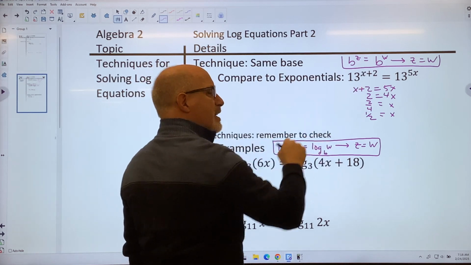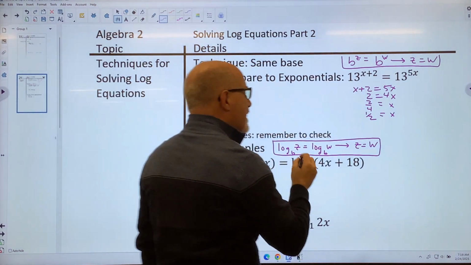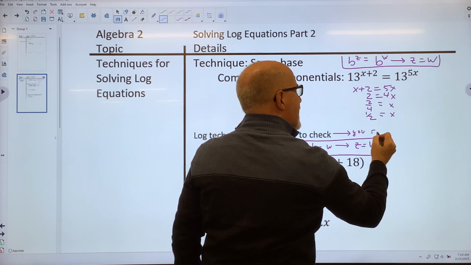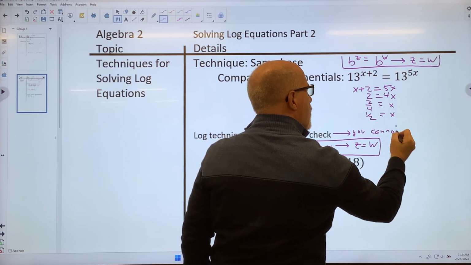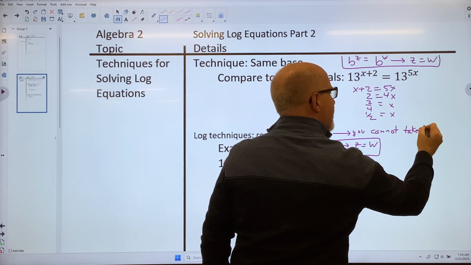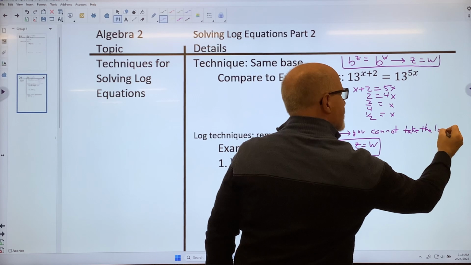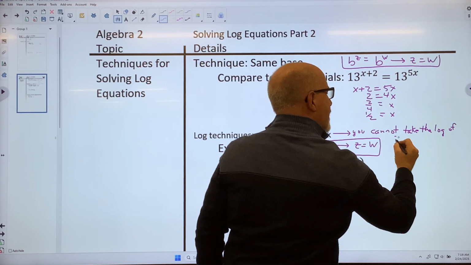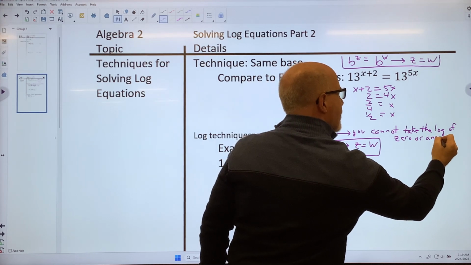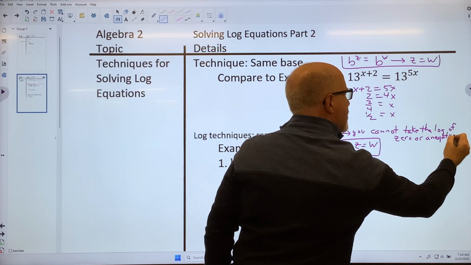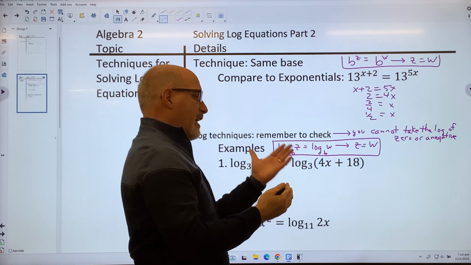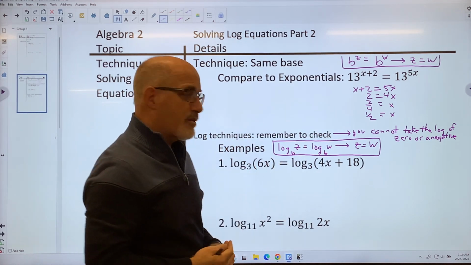You don't have to check with exponentials, you do with logs. This is because, as a reminder, you cannot take the log of 0 or a negative. Because of this, you have to check to make sure that you didn't create a negative answer that you can't go back to the log equation and substitute it in.